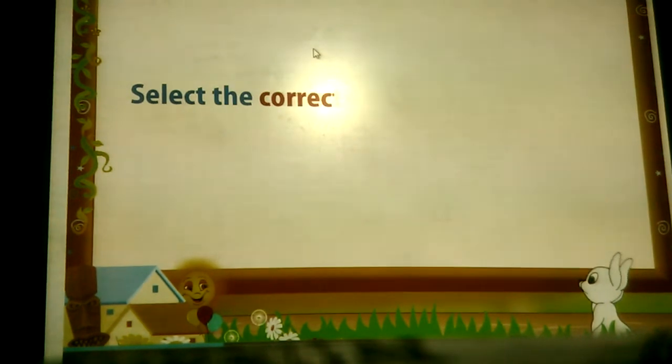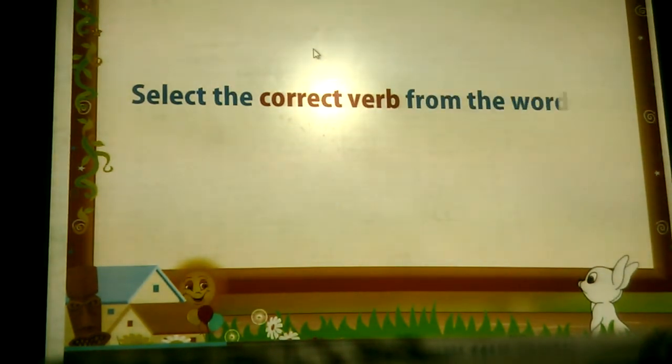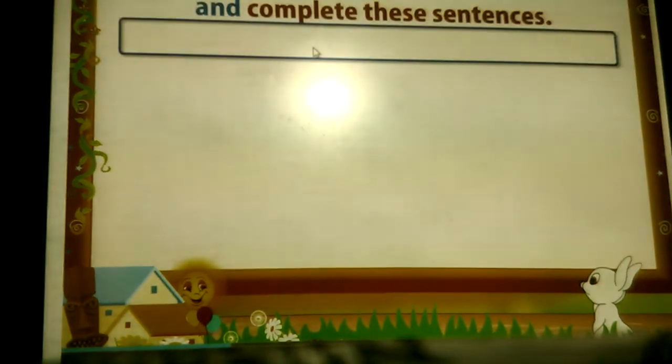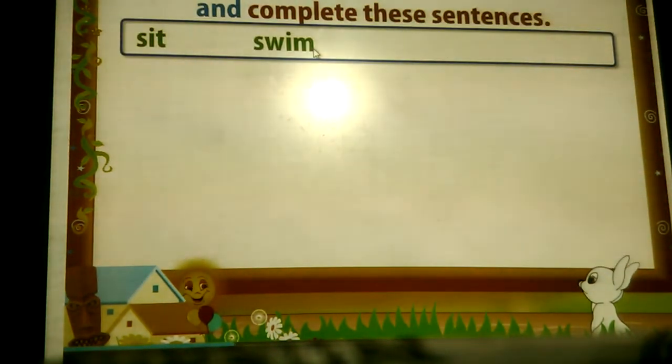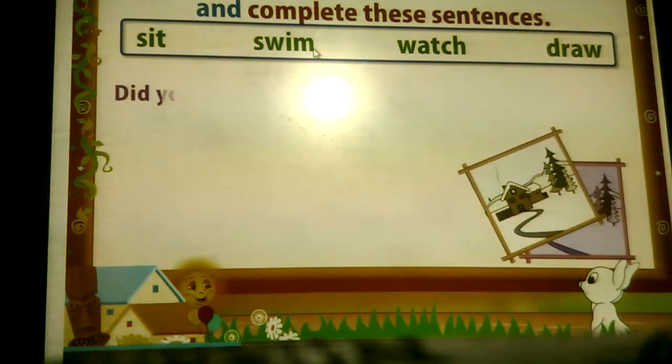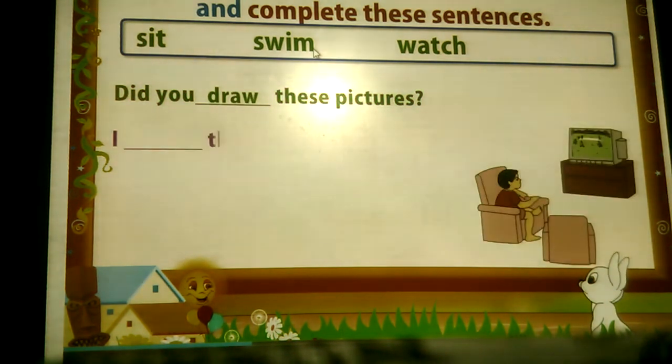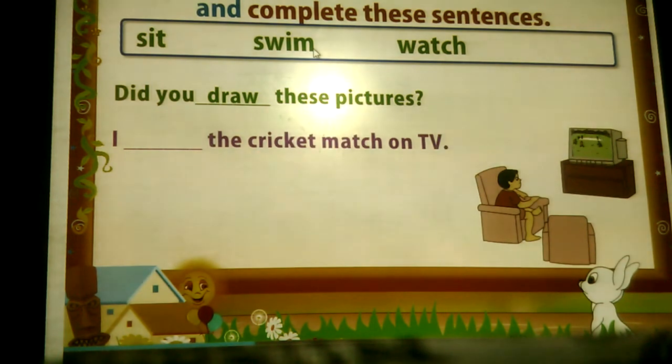Now let us select the correct verb from the word box and complete these sentences. Sit, swim, watch, draw. Did you draw these pictures? I watched the cricket match on TV.